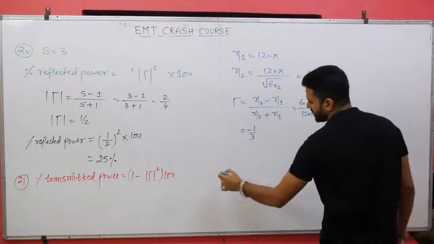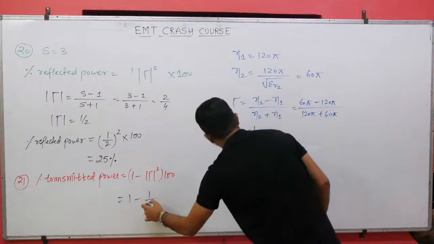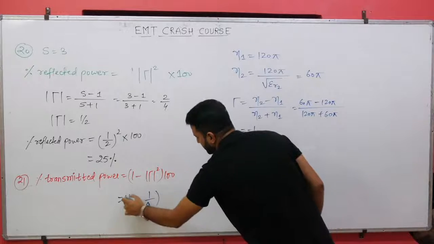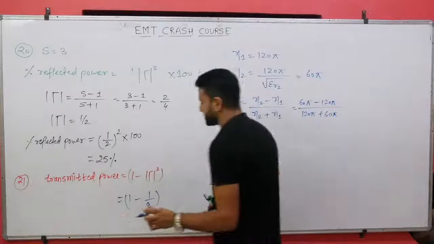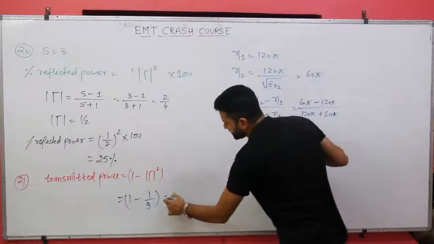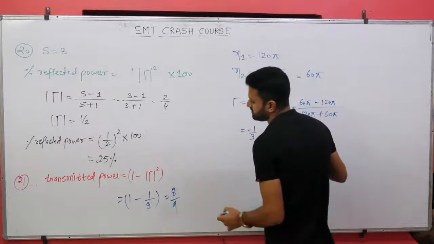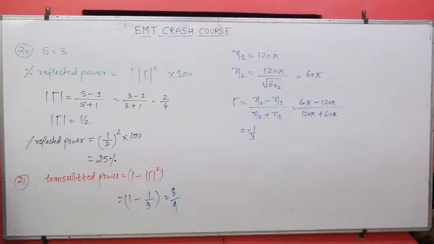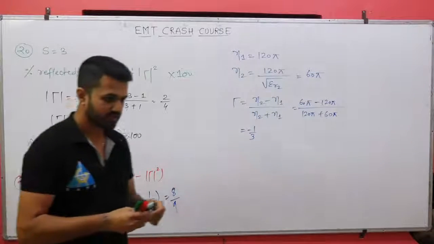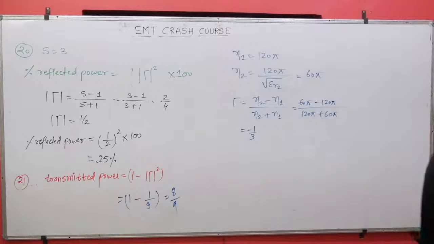Okay, so now we have to calculate from here 1 minus 1 by 3 square, that is 1 by 9, and now we don't need to calculate in the percentage. So the transmitted power is how much of the incident wave? So it is 8 by 9. Okay, fraction of incident power that is being transmitted. Eight by 9 it is coming, which is option A.